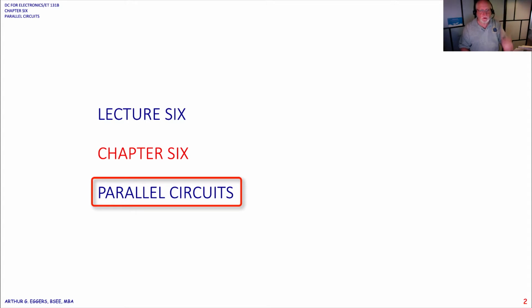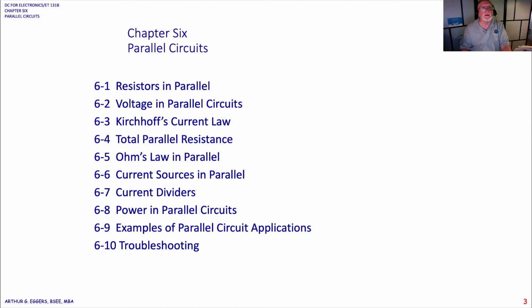So we move on now to Chapter 6, Parallel Circuits. And in this chapter, we're going to look at dealing with resistors in parallel, voltage, current. We're going to look at Kirchhoff's current law. We've learned about Kirchhoff's voltage law. And then parallel resistance totals using Ohm's law.